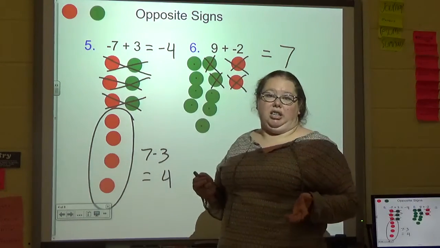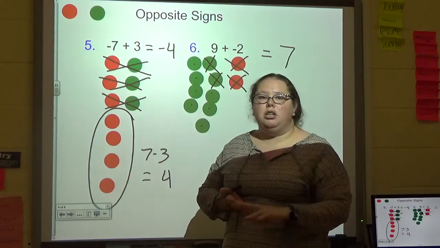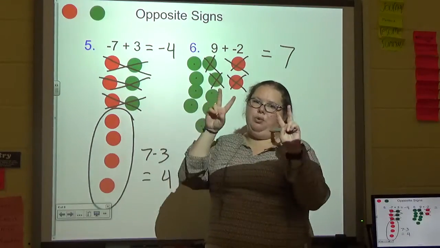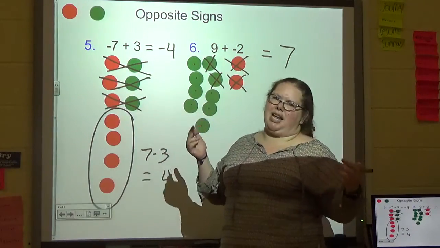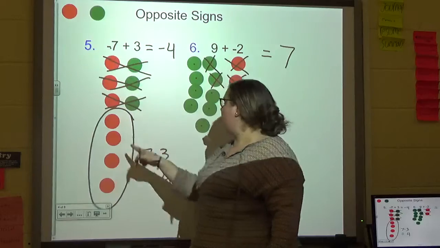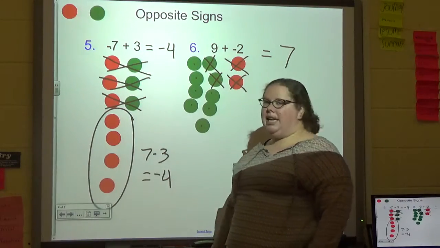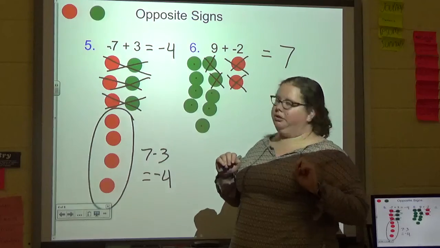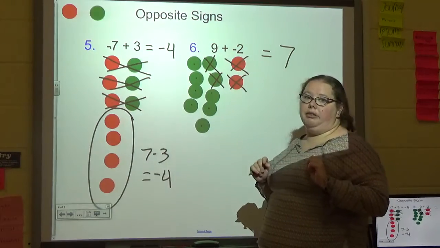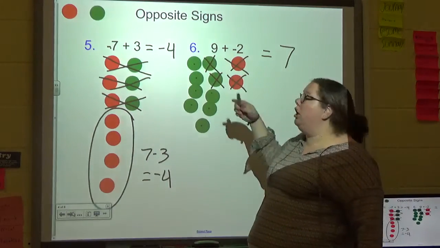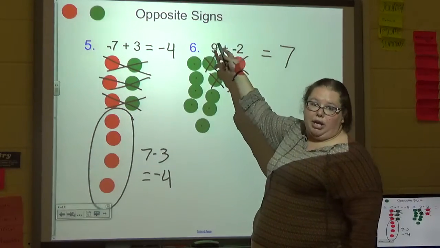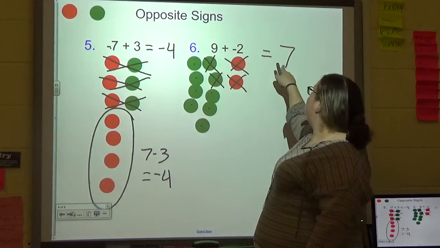But then you have to look. Are we going to have negatives left over or positives left over? Well, who has the bigger absolute value? Who's the bigger number? It's not really bigger because it's negative, but who is bigger? 7 is bigger, so my answer is negative. It takes the sign of the larger number. Since 7 is the bigger number and it's negative, my answer is negative. Over here, who's bigger, 9 or 2? The 9 is the bigger number. So since 9 is positive, my answer is positive.